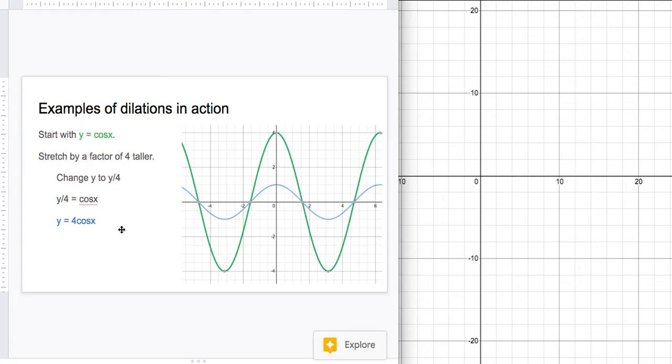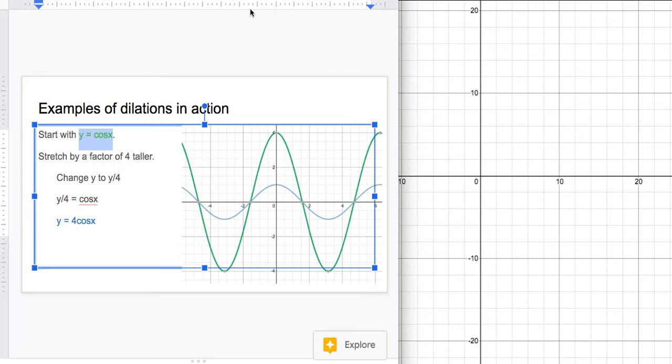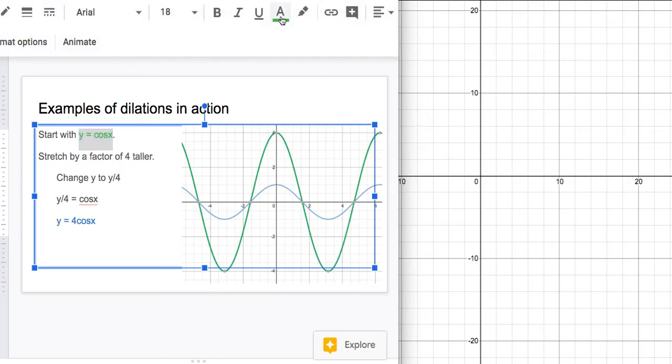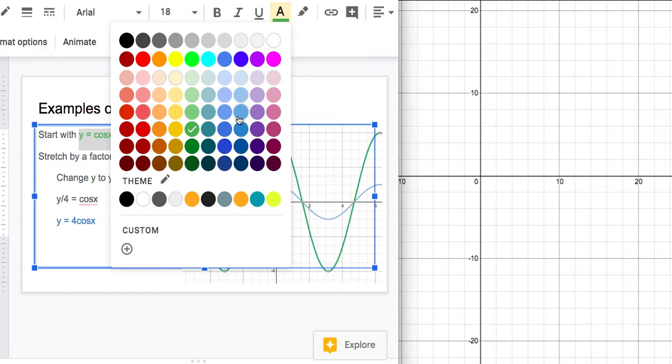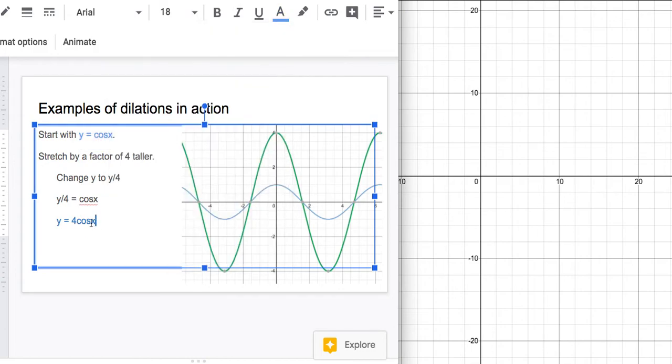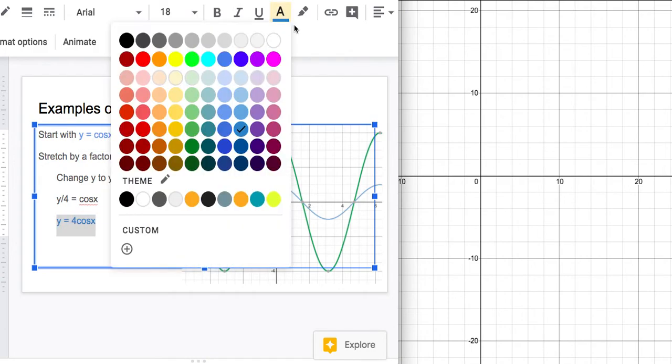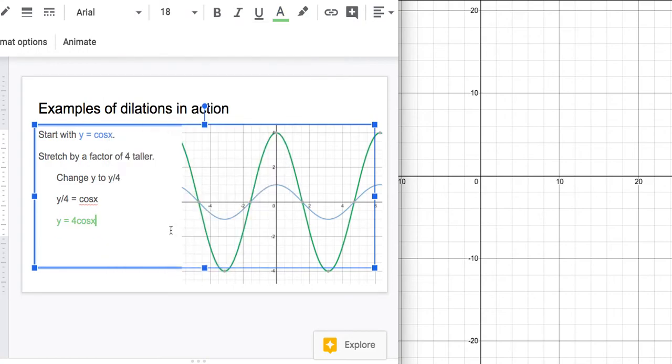And now I have, whoops, this should have been blue. Let's make that a little bit better. Change our color scheme so it's proper. There we go. My original graph is now 4 times taller.